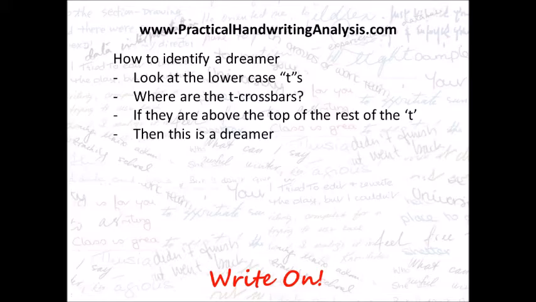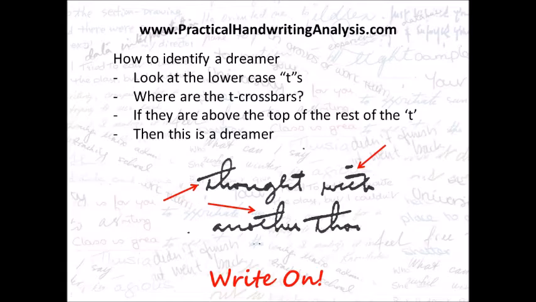T bars represent your goals. So here we have goals up there in the clouds, just like you would talk about in English. Not all this writer's goals are just dreams, since two of the T bars are touching the stem, but the three arrows are pointing to the three dreamer goals.